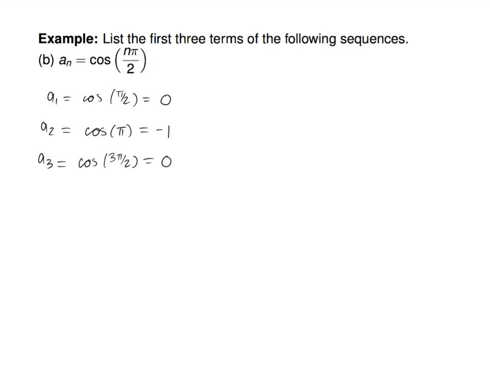And let's just find A4, just for kicks. Cosine of 2 pi, which would equal 1. And then what's going to happen after that? Zilch. It's going to cycle. Does that make sense? So this list, you could say it's 0, -1, 0, 1, 0, -1, 0, 1, and there's going to be that cycle of 4 that's repeating for this particular sequence. Does that make sense? Okay.